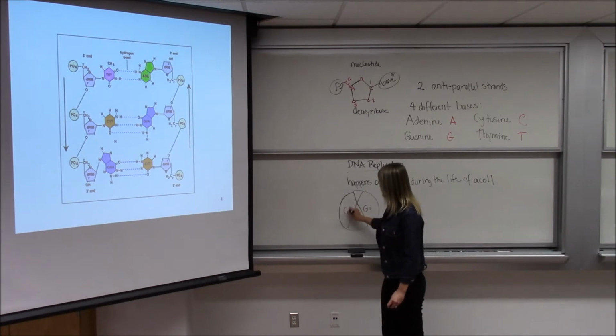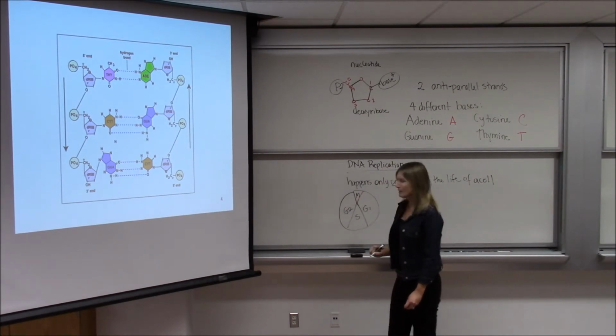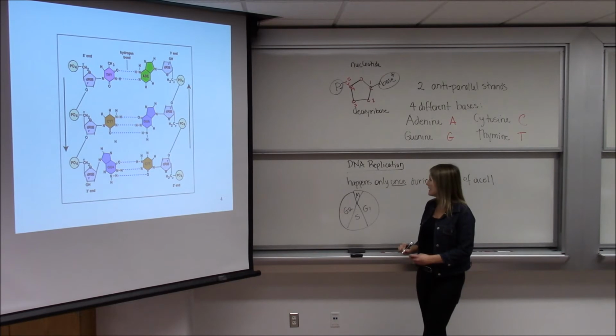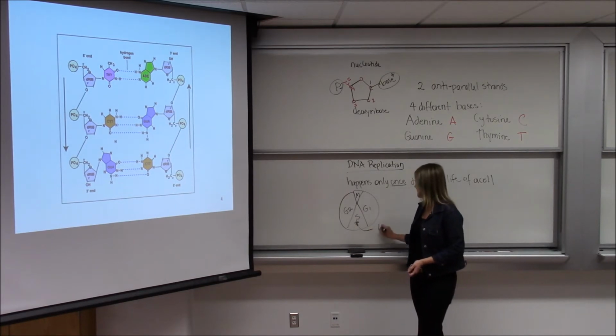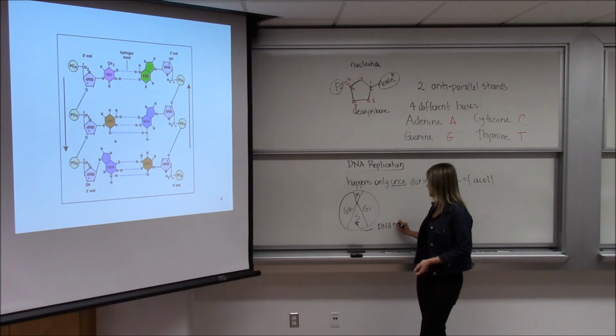G1, S, G2, and M. When does DNA replication happen? It happens during the S phase of the cell cycle. That's when DNA replication happens. So it only happens once during the life of a cell.